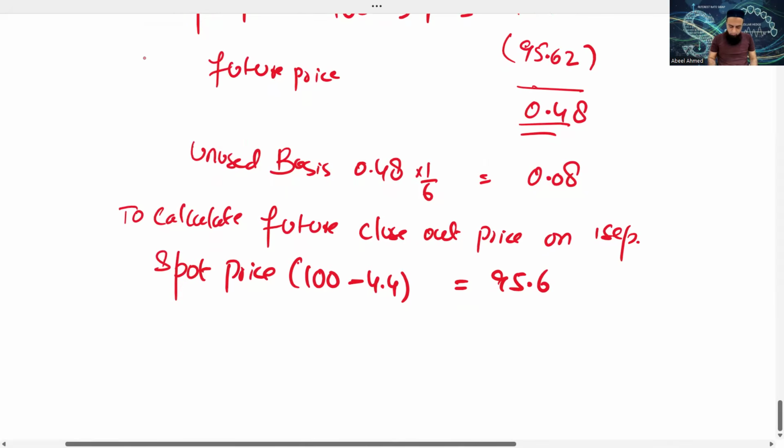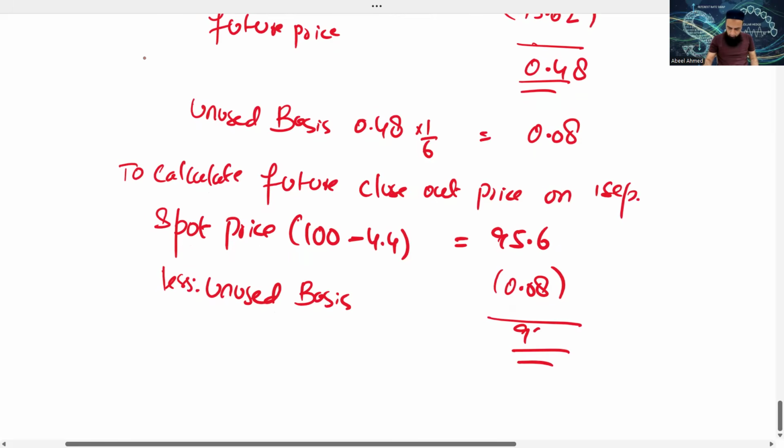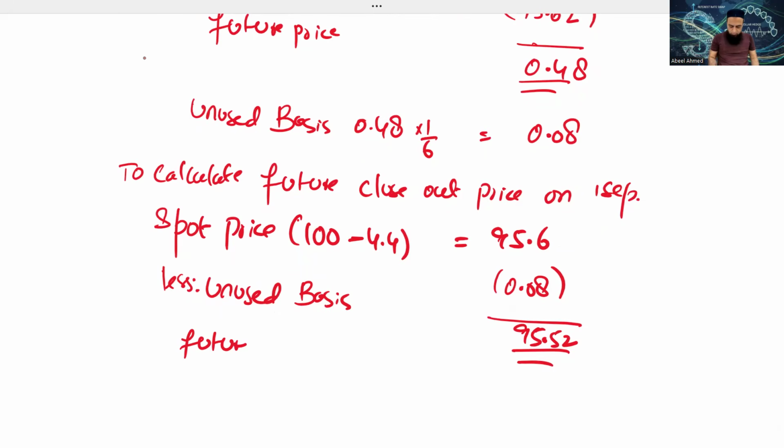So we deduct the unused basis: 95.6 minus 0.08, we are getting 95.52. Future closeout price. Now, students, things are very simple. Of course, we're dealing with the collar hedge.